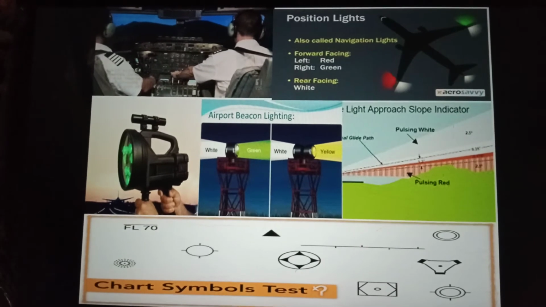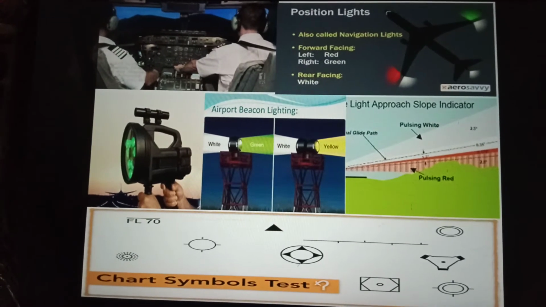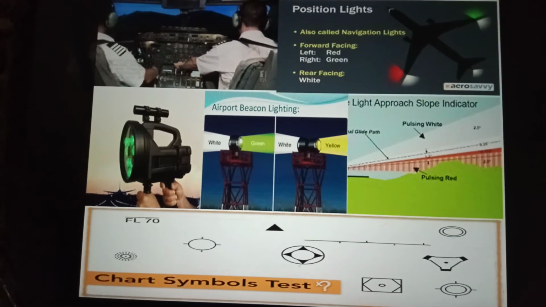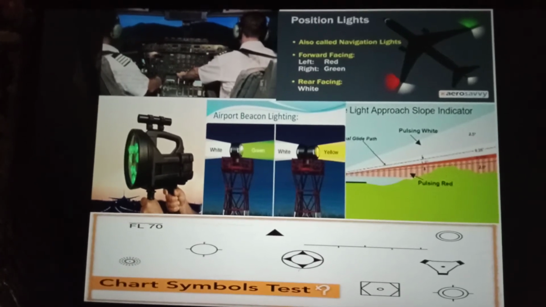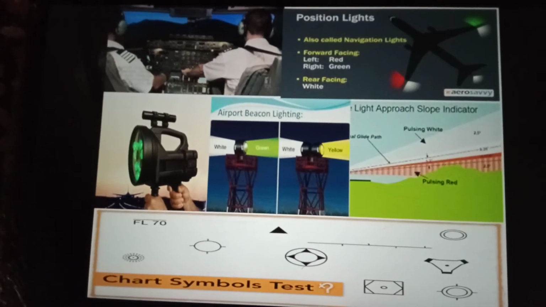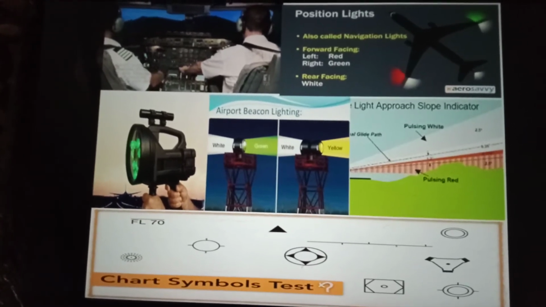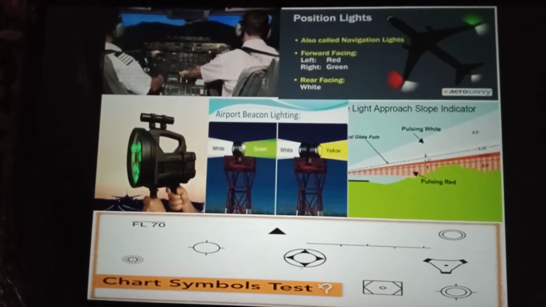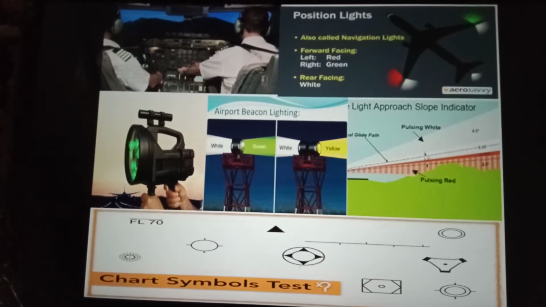Did you know that pilots should have clear vision? Because it is essential so that he or she can identify aircraft position, lights, light gun signals, airport beacon, approach slope indicators, and chart symbols. Especially at night, a pilot must have the ability to perceive these colors, which are essential for the safe performance of his or her duties.